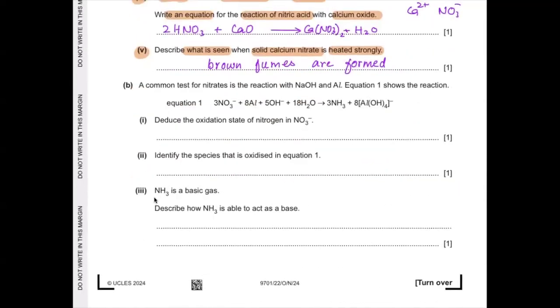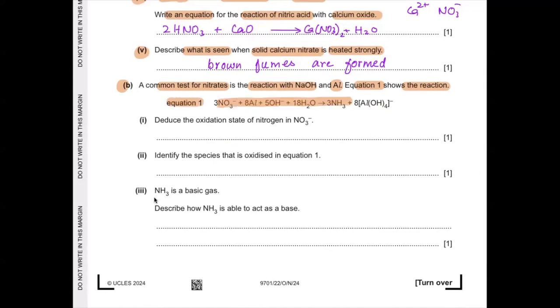Okay, now part B. A common test for nitrates is the reaction with sodium hydroxide and aluminium. Equation 1 shows the reaction. So see, this is the reaction you have been studying since your O level or IGCSE: add sodium hydroxide and aluminium foil, and heat the solution. Then ammonia gas forms, which turns damp red litmus paper blue. If this happens, it means there is a nitrate. So see, this is the equation.